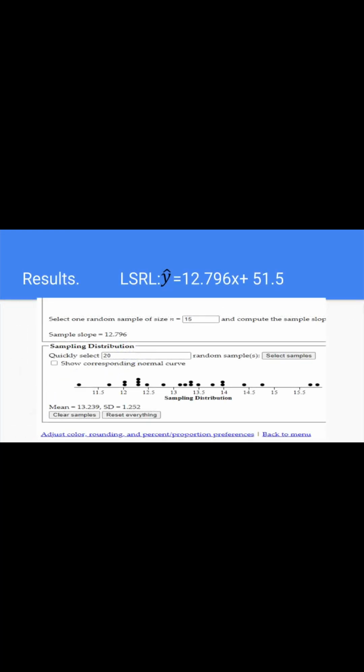This graph on Statplet represents the data of the 20 samples we collected. Here are the results we got from the data. Our least squares regression line is y-hat equals 12.796x plus 51.5. The 12.796 we got from the sample slope, and the 51.5 we estimated from the intercept shown in the graph on the previous slide.